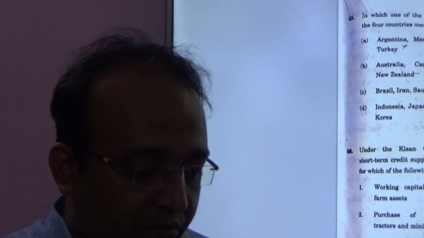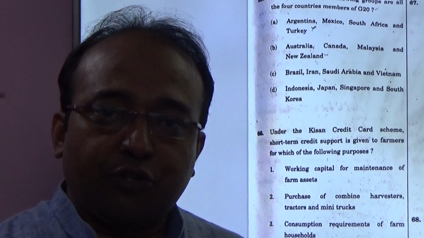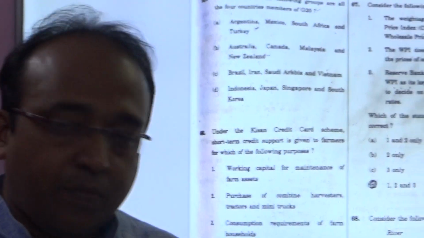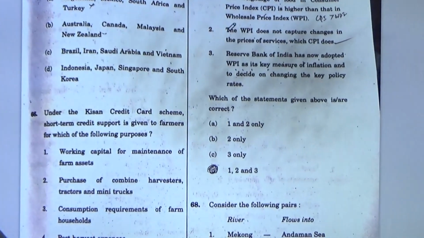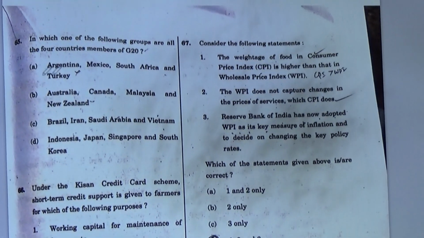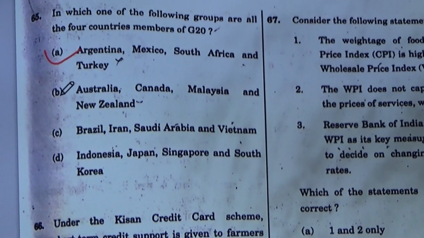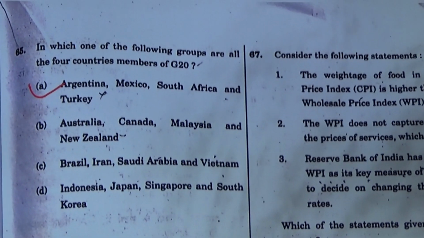Now moving to question number 65. It is from the segment of current affairs as well as economy, where we discussed international institutions like G20. Which of the following groups of four countries are all members of G20? The very first one, Argentina, Mexico and South Africa, are members of G20 along with other developing economies like India. That is the correct answer.